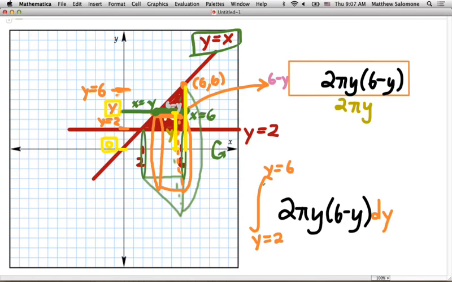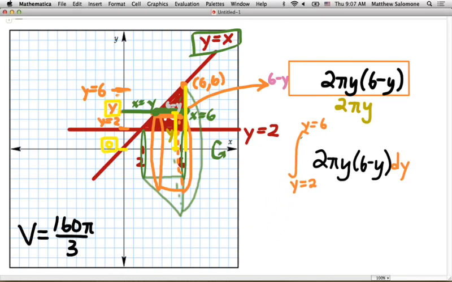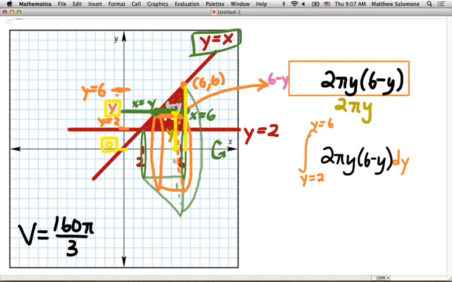Now we remember what the volume was when we did this with the washer method. What was the volume of this volcano? Yeah, 160 pi over 3. So if there is any justice in the world, we should get that same answer when we evaluate the cylindrical shell integral. Let's do it, just so that we can sleep well tonight after you've finished those homework problems.